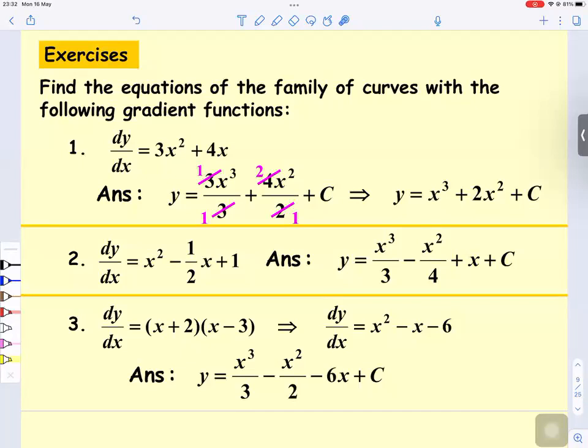And for question number 3, you multiply out the brackets. x times x gives you x squared. x times minus 3 is minus 3x. 2 times x is plus 2x, and 2 times minus 3 gives you minus 6. So you simplify that, you get x squared minus x minus 6. And now you can integrate. When you integrate x squared, you get x cubed over 3. When you integrate minus x, you get minus x squared over 2. And when you integrate minus 6, you get minus 6x. And then you add the constant of integration.